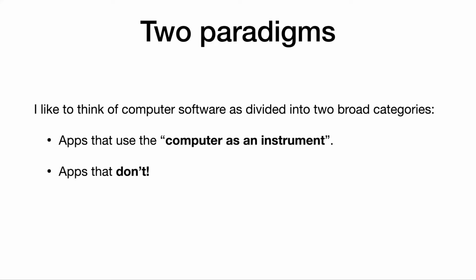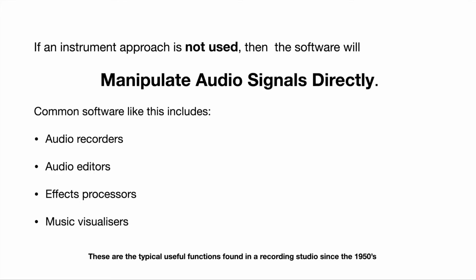One is where it's designed as if the computer is an instrument. And there are other apps where it's designed that it's not a musical instrument, it's just an audio processor. They manipulate audio signals directly. Software like this includes audio recorders, audio editors, effects processors, and music visualizers. These are the typical things we need to do in recording studios for the last 70 years.